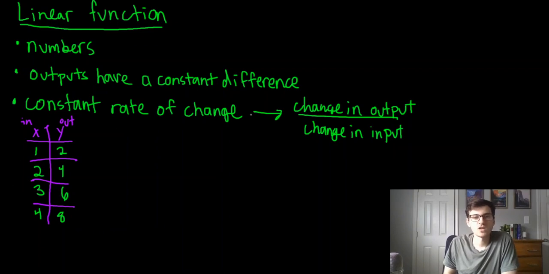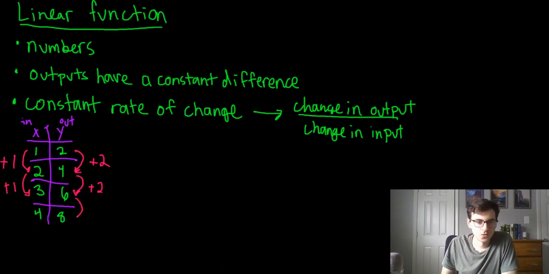Well, I want to see if my rate of change is constant. So the change in my output over the change in my input, does that stay the same? Let's look. What's the change in my output to go from 2 to 4? I add 2. And when my change in output was 2, what was my change in input? To go from 1 to 2, I add 1. From 4 to 6, I add 2. From 2 to 3, I add 1. From 6 to 8, I add 2. From 3 to 4, I add 1.